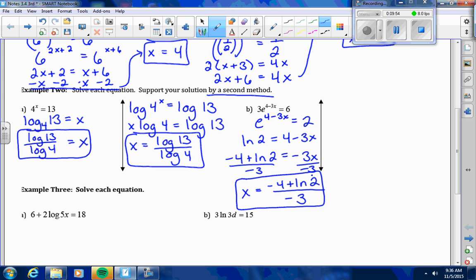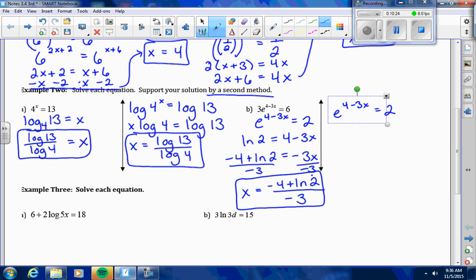Now let's look at the second way that we could solve it. On the second way, we have to divide by the 3 first. So we're in the same spot of e to the 4 minus 3x equals 2. Question? Wouldn't the 4 be positive? Negative should be divided by negative. Either way, you could write it as 4 minus natural log of 2 divided by 3, or you can leave it like this. Either way would be fine.